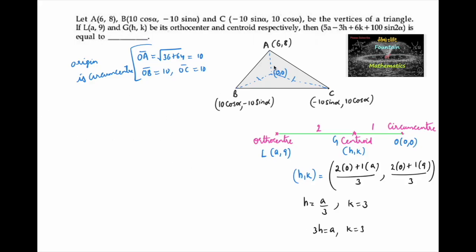And also now from the centroid of triangle ABC, we can write (6 plus 10 cos alpha minus 10 sin alpha) divided by 3 is equal to h. The centroid x coordinate is h. So that is 10 cos alpha minus 10 sin alpha is equal to 3h minus 6. So that is a minus 6.